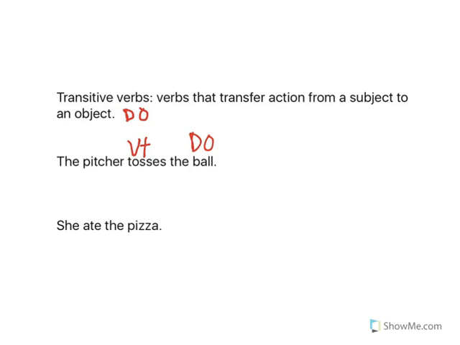The next sentence says, she ate the pizza. The verb here is going to be ate, and we can see that it is a verb transitive because she is transferring action to an object, and that object is pizza. Generally, you can tell if it's a transitive verb if there's an object following the completed action. So in this case, ball or pizza.